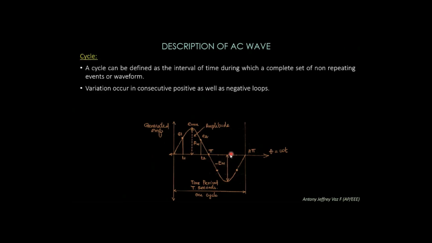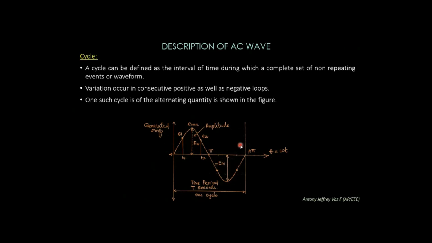Variation occurs in consecutive positive as well as negative loops. When you see here, the two loops, this one is a positive loop and this one is the negative loop. The variation may be there in positive and negative loops, but the time period, after this 360 degree, the same wave will be present here. So this one from 0 to 360 degree is known as a cycle.